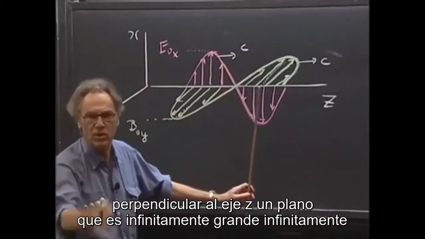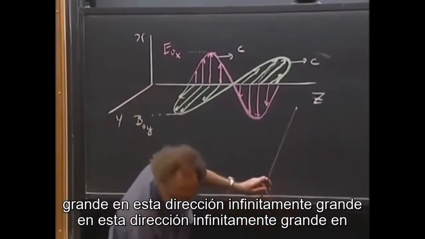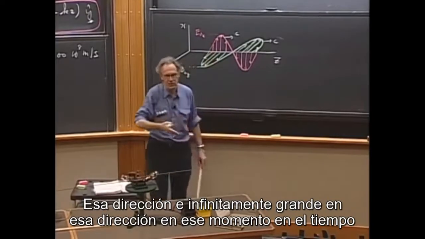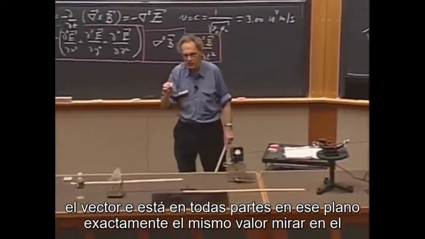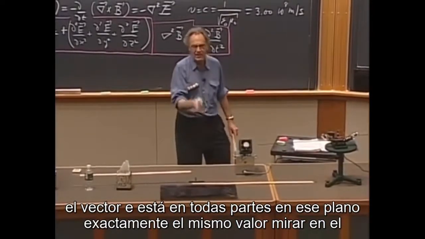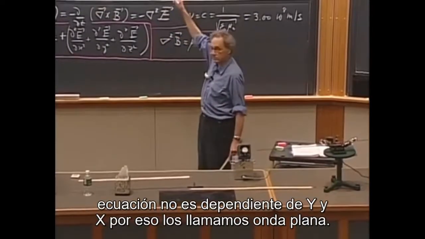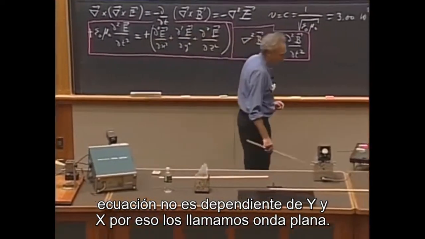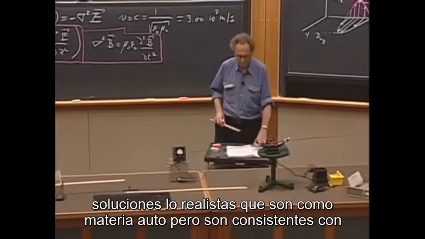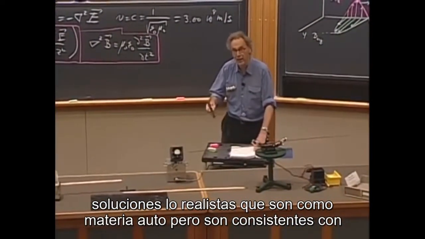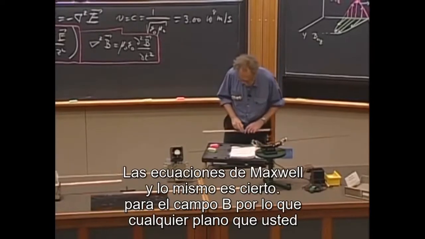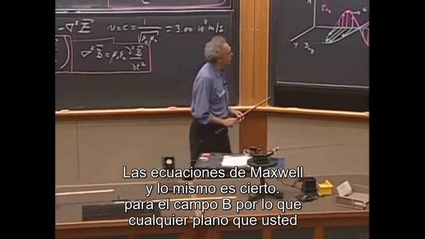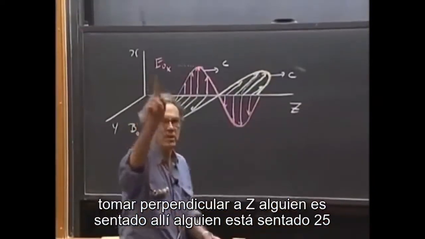And if you take any plane perpendicular to the z-axis, a plane which is infinitely large in this direction and infinitely large in that direction, at that moment in time, the E vector is everywhere in that plane exactly the same value. Look at the equation. There is no dependence on y and x. That's why we call them plane wave solutions. How realistic they are is another matter, but they are consistent with Maxwell's equations. And the same is true for the B field.